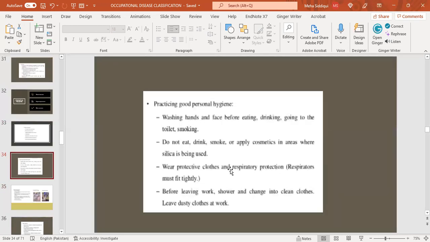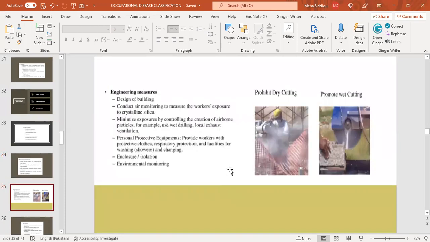Practicing good personal hygiene includes washing of hands and face before eating, drinking, going to toilet, smoking, and not eating, drinking, smoking, or applying cosmetics in areas where dust is produced, wearing protective clothes, and before leaving work, shower and change into clean clothes, and leave the work clothes at work.